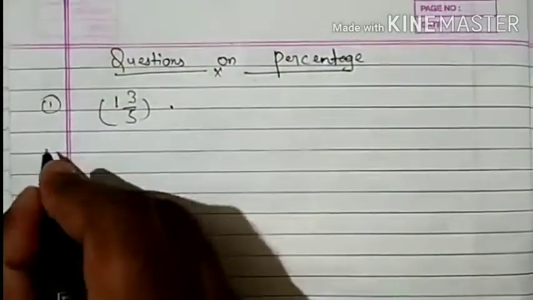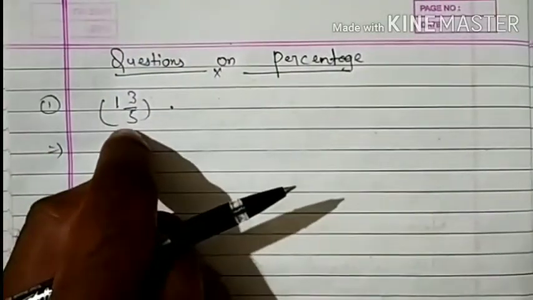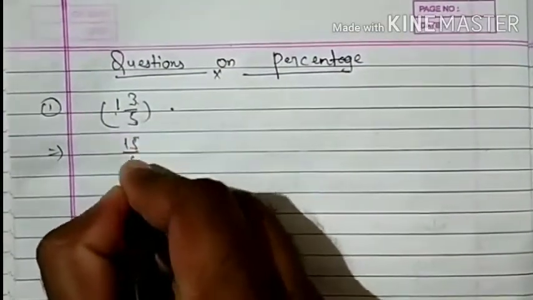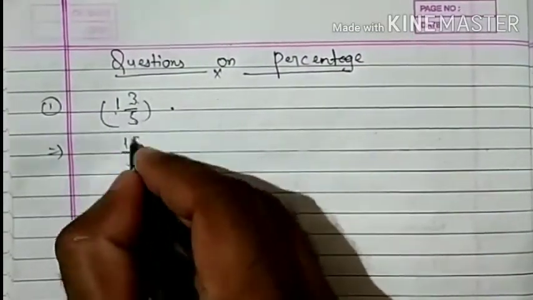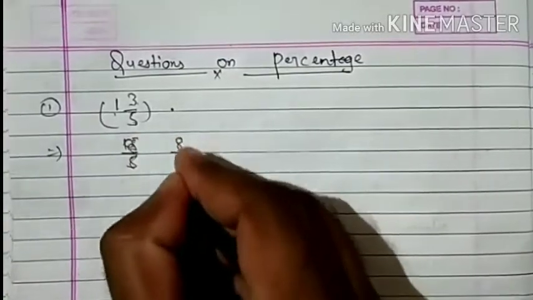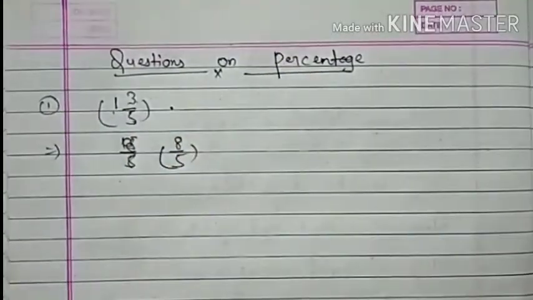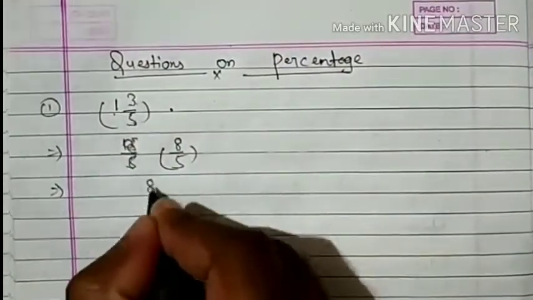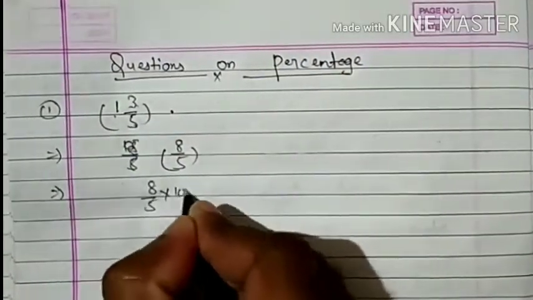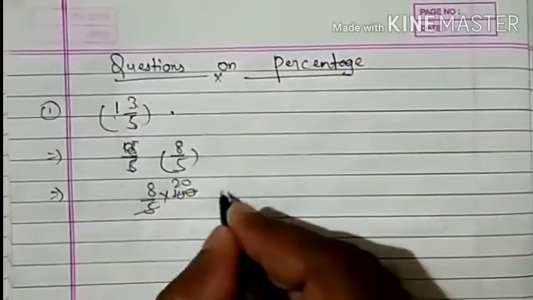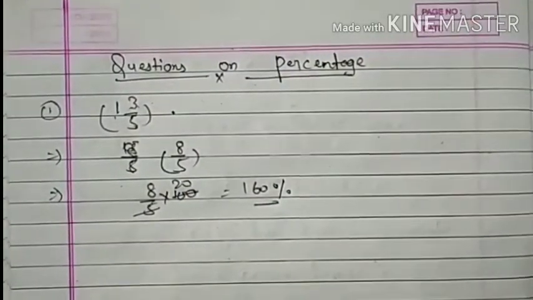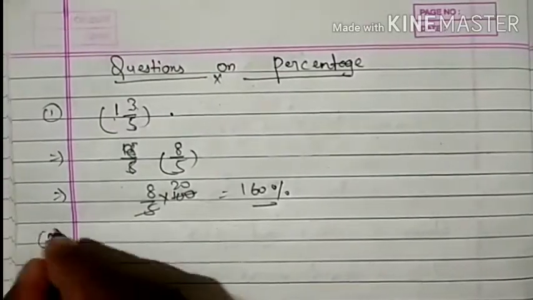So what we will do, we will first convert this mixed fraction into a fraction. 5 times 1 is 5, 5 times 3... 5 plus 3, 8 by 5. And to convert this fraction into percentage, we will simply multiply it with 100. 5 will divide 100 20 times, and 8 times 20 is 160%.